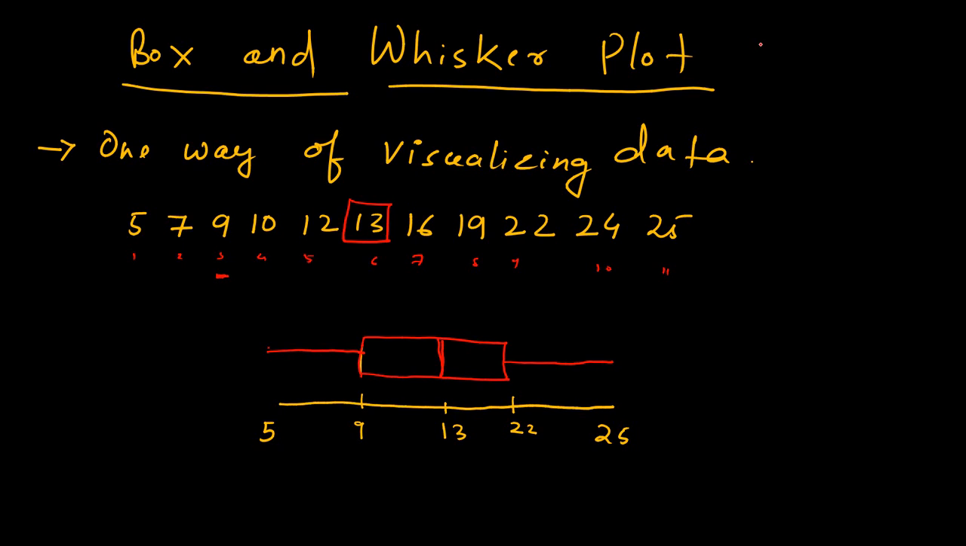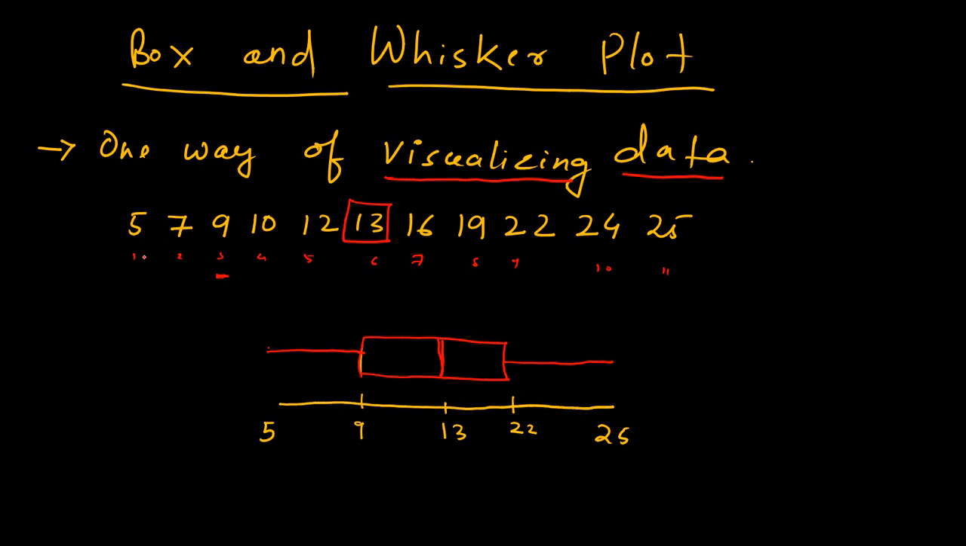In this video, I'm going to talk about what is box and whisker plot. So, box and whisker plot is one way of visualizing data, right? There are several ways of visualizing data. So, one of the ways is to plot it in a fashion, and it's known as the box and whisker plot. So, let's take an example to understand what it is all about.